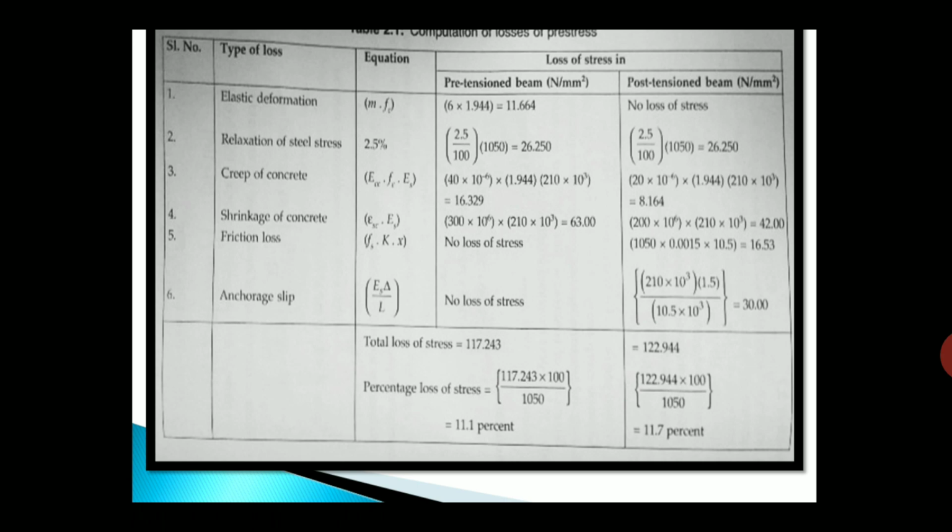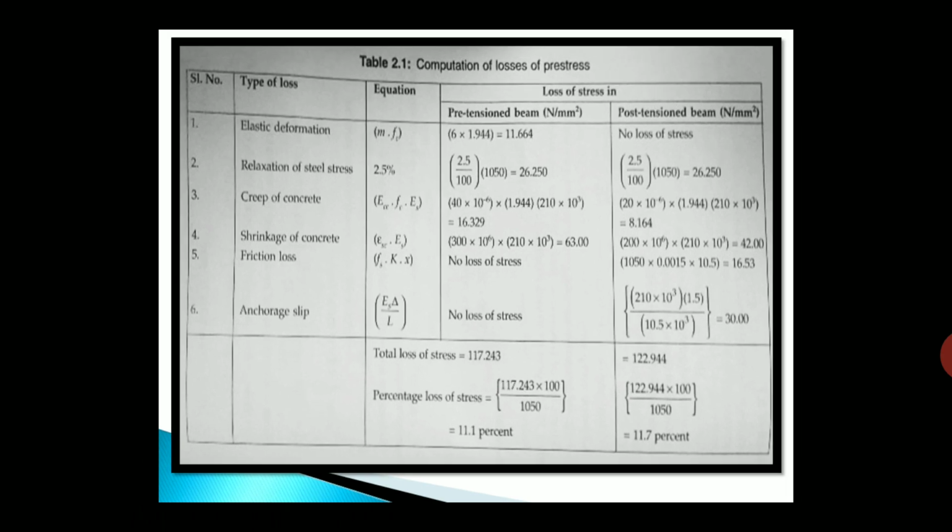So approximately here we are getting for this given data, as the span is up to 10 meters, the losses are nearly remaining the same. So this is your second example. So again I am stressing that this example is very easy, and this gives you the entire picture of all the losses, both in case of pre-tensioned as well as post-tensioned members.